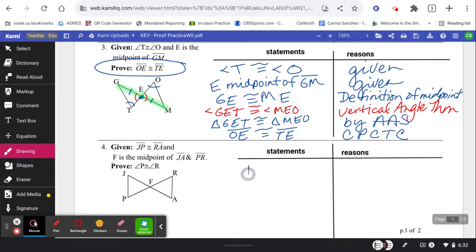Okay, JP is congruent to RA, given. F is the midpoint. Oh, let's go mark that. JP congruent to RA. F is the midpoint.